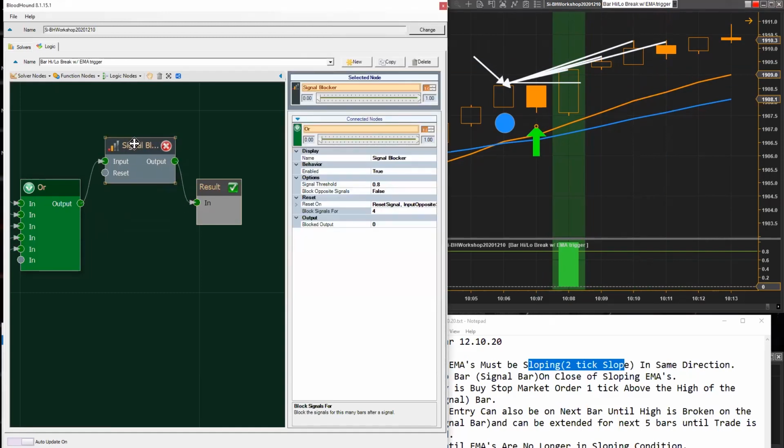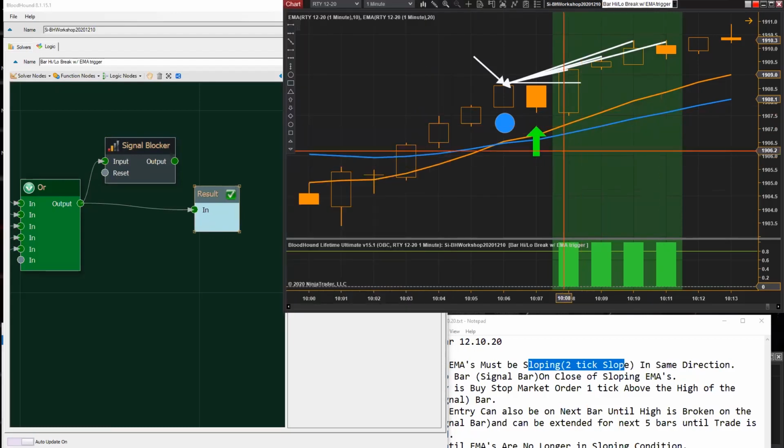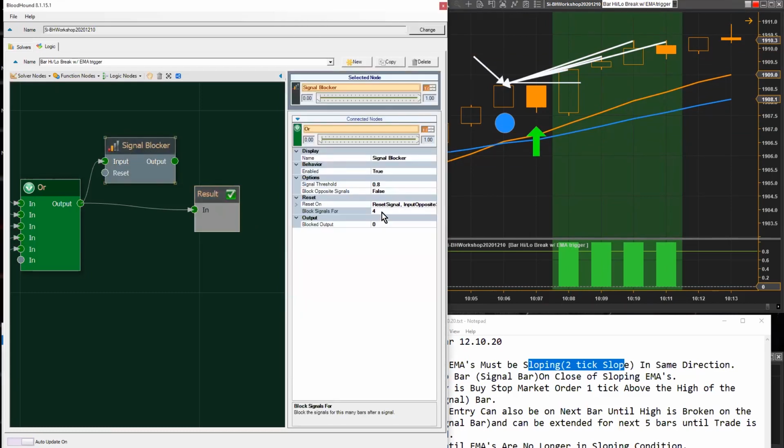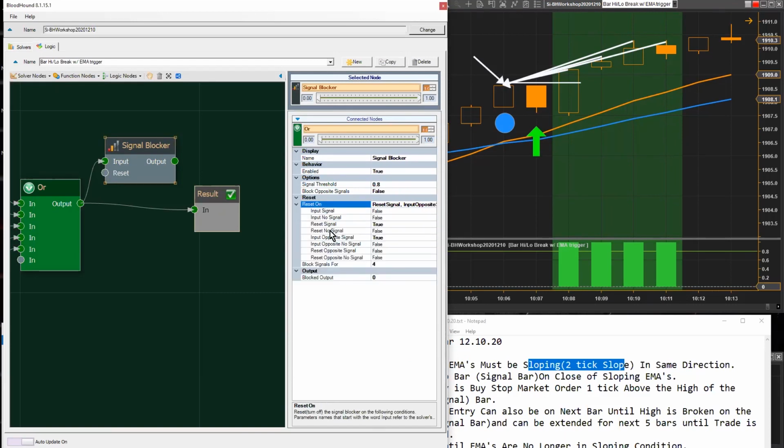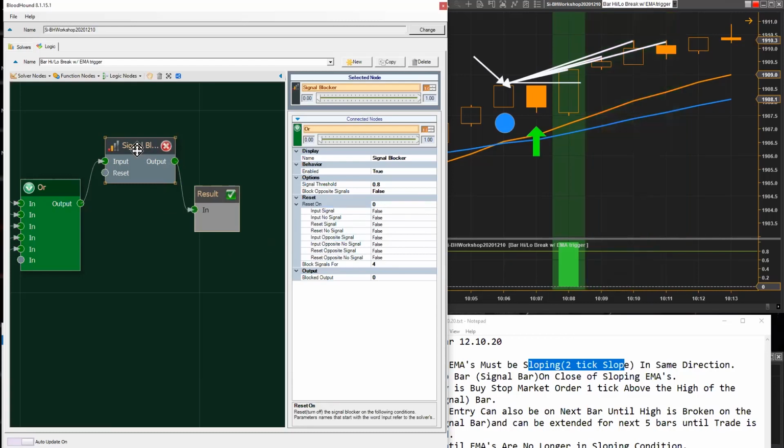So these multiple signals here can only occur for a maximum of 4 bars, since we're only testing out to the 5th bar. So the signal blocker only needs to block for 4 bars. And in this situation, we don't need any resets, so we can just turn all the resets off there. There, connect that back in like so.